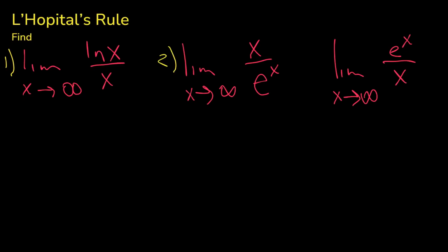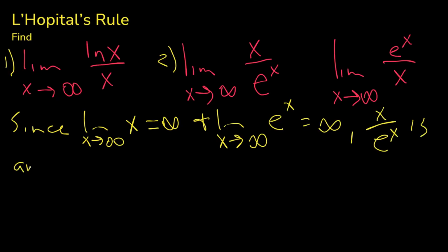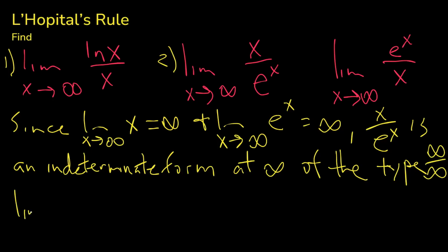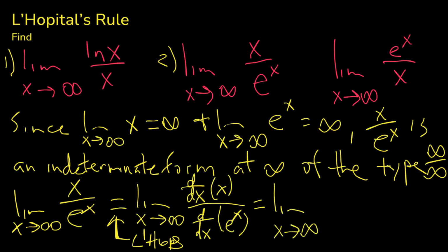For this second one, we're going to say since the limit as x approaches infinity of x equals infinity, and the limit of e to the x as x approaches infinity is infinity, x over e to the x is an indeterminate form at infinity of the type infinity over infinity. So differentiate the numerator and denominator, you get 1 over e to the x, and that's going to equal 0.